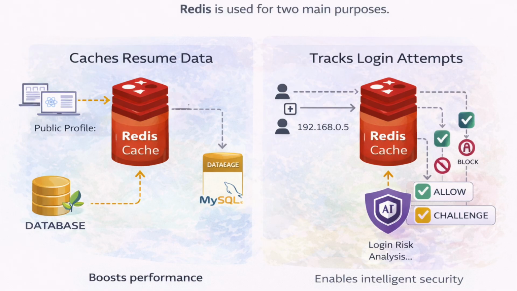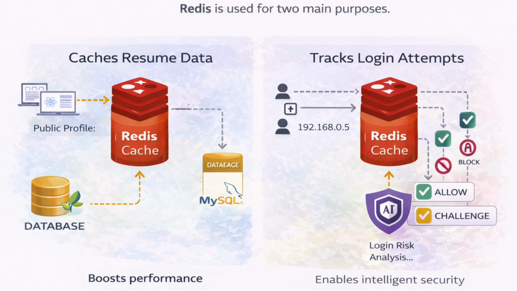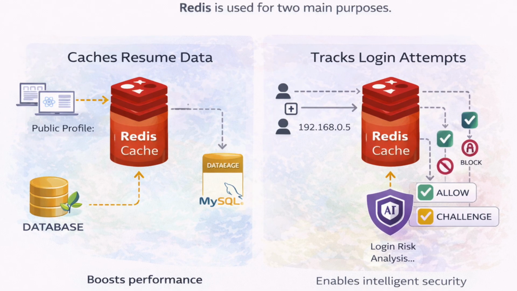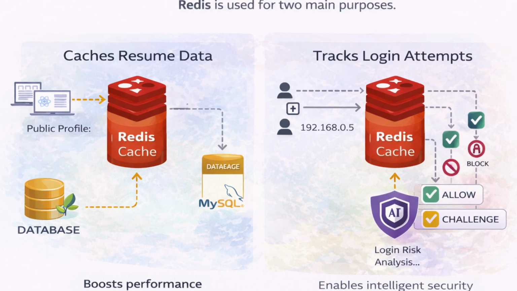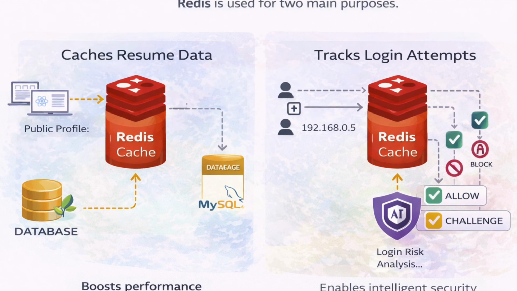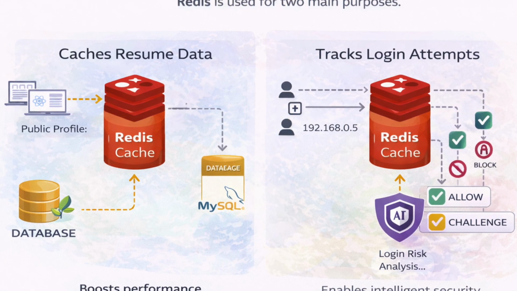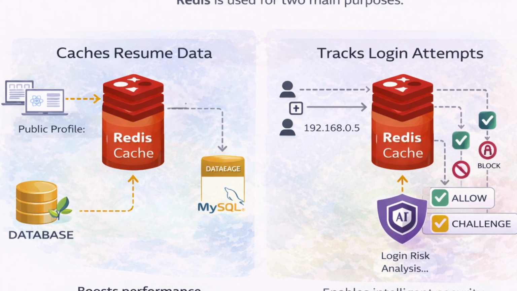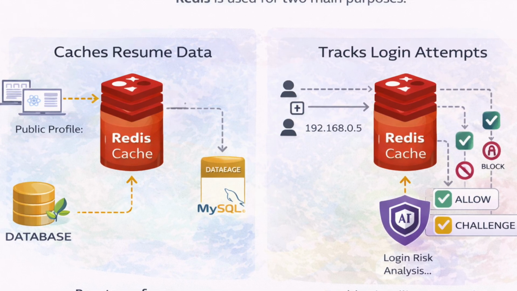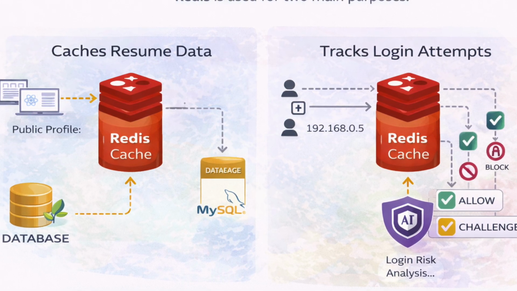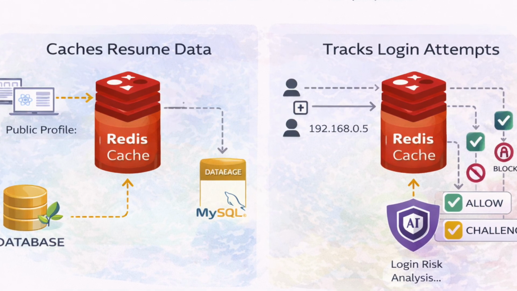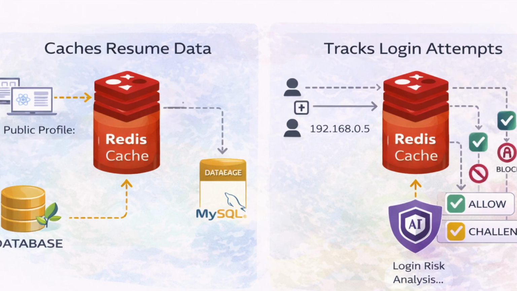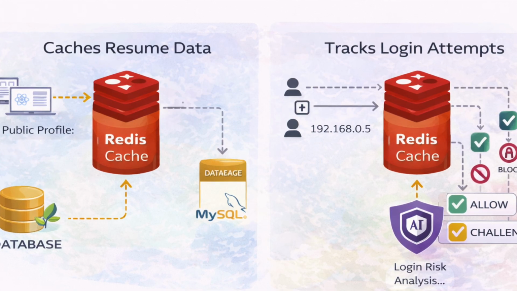Redis is used for two main purposes. First, resume data is cached so that public profile requests do not hit the database every time. Second, Redis is used to track login attempts per IP and per user. This improves performance and also enables intelligent security decisions before authentication succeeds.